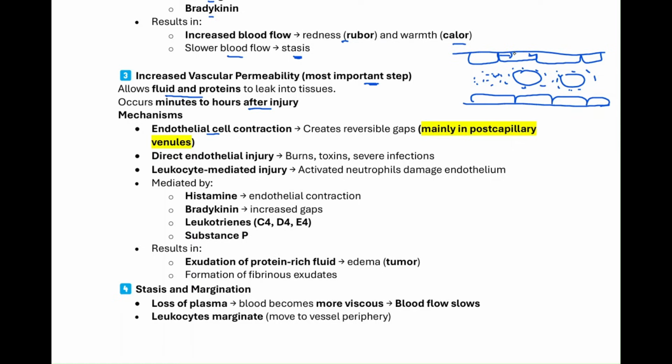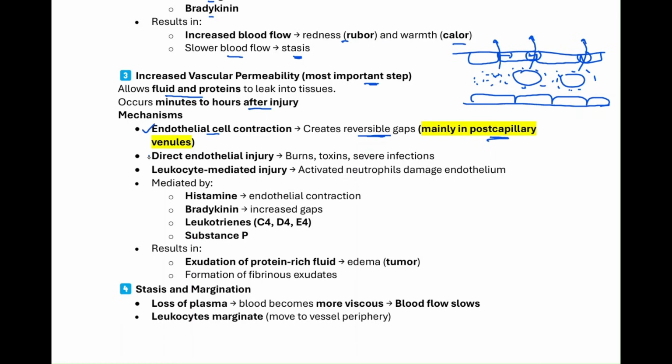Once the endothelial cells contract, that creates a space in between them. Once you have a space, that will allow the fluid to leave in between those endothelial cells. So endothelial cell contraction creates reversible gaps, and this mainly happens at the post-capillary venules. It's important for us to know that location: post-capillary venules.